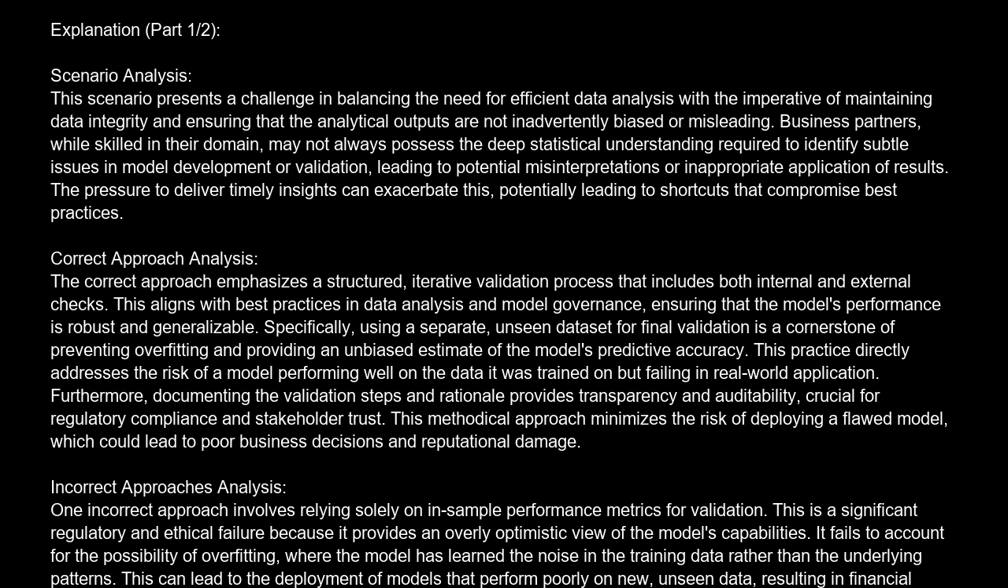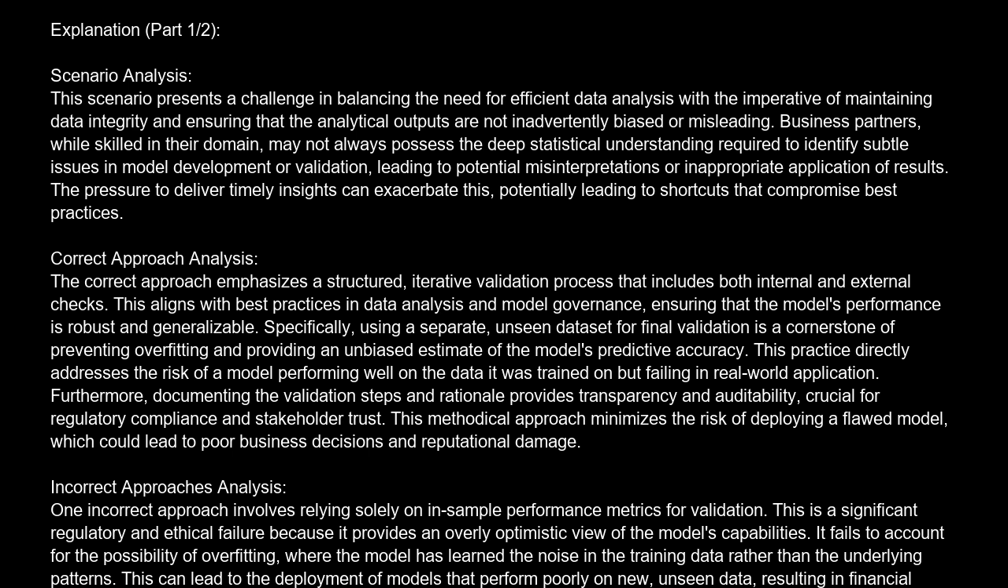Business partners, while skilled in their domain, may not always possess the deep statistical understanding required to identify subtle issues in model development or validation, leading to potential misinterpretations or inappropriate application of results. The pressure to deliver timely insights can exacerbate this, potentially leading to shortcuts that compromise best practices.